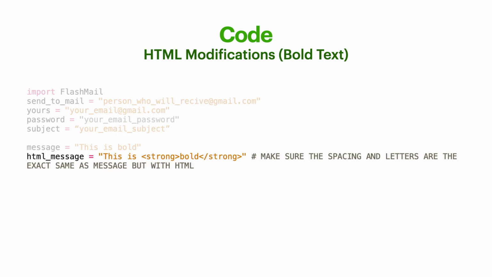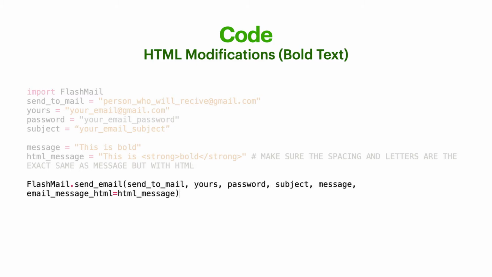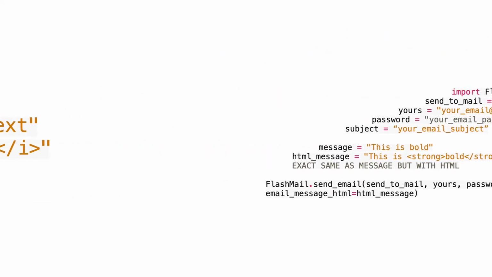Your message and HTML message variable have to be the same, except your HTML message has to have HTML. For example, I can't have 2 spaces after this in the HTML message variable. It has to match exactly with the message variable, except you're just adding HTML. And once again, you're going to say flashmail.sendEmail and pass in all of those as parameters. So now let's take a look at a few more things that we can do with the HTML modifications.